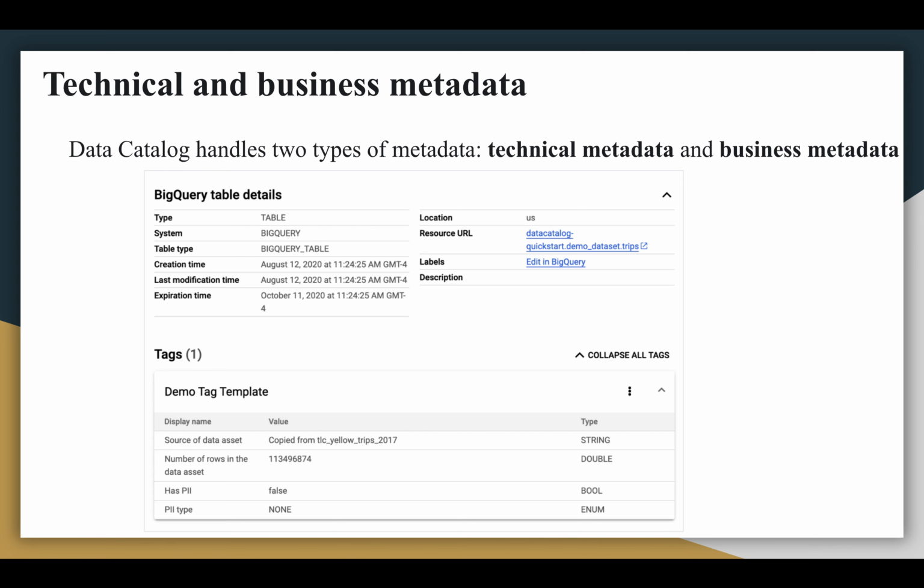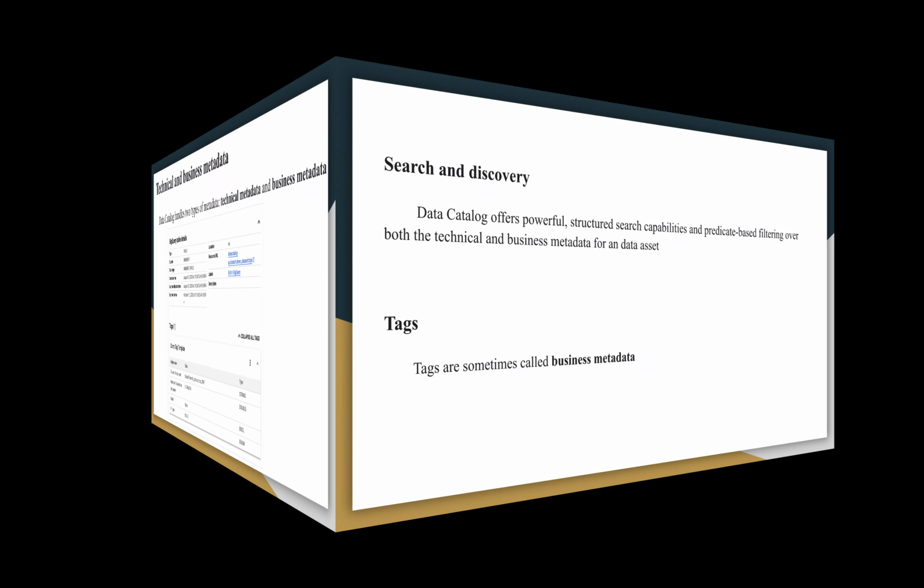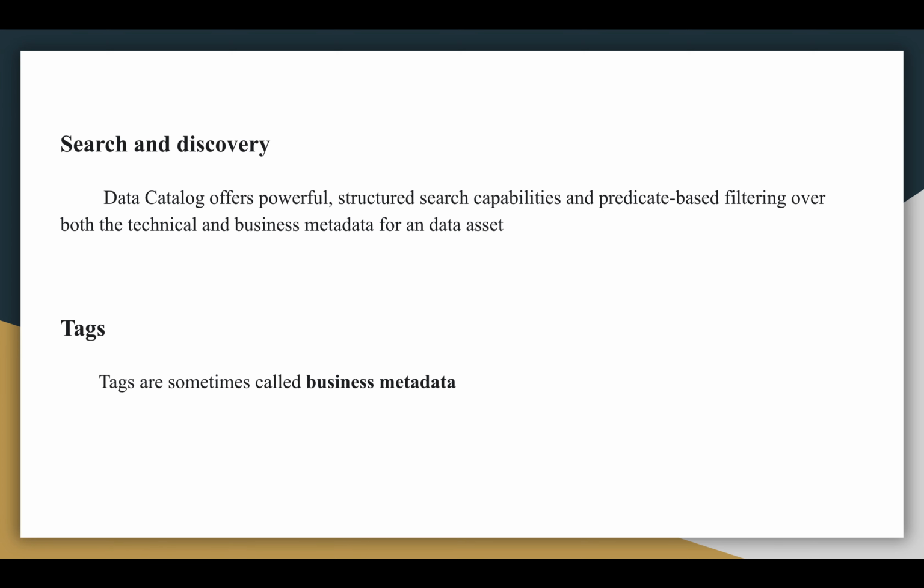So now we are going to talk about business metadata. It's shown under the tags. This is user generated metadata applied to the asset using data catalog tags. Business metadata is always linked to a technical metadata entry. So this is the thing which we have given in technical and business metadata.